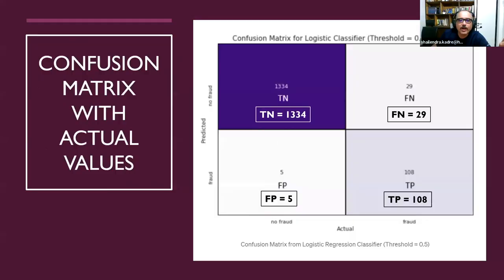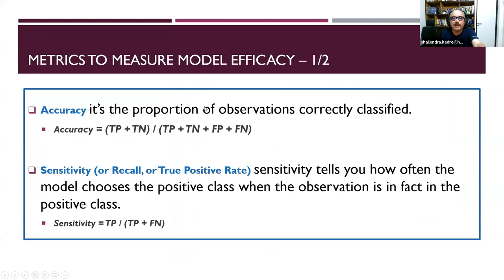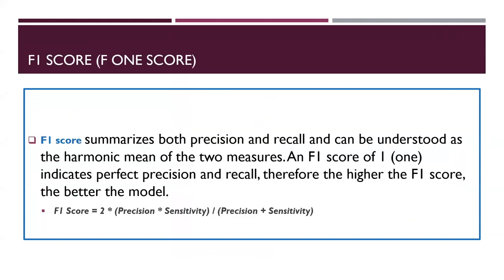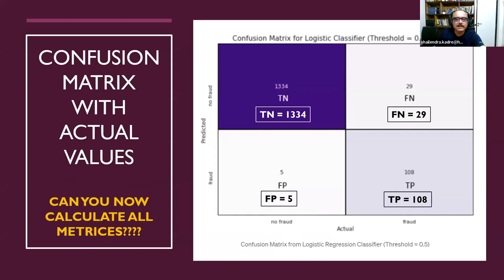See, madam, from here onwards, whatever we learned is common for all classifier algorithms. Whether it is a decision tree classifier, a random forest classifier, an XGBoost classifier, a neural network classifier, or logistic regression, the measures remain the same. Confusion matrix remains the same. AUC remains the same. F1 score remains the same. Accuracy remains the same.